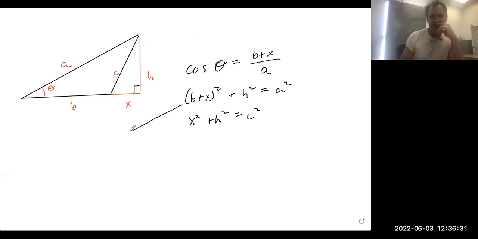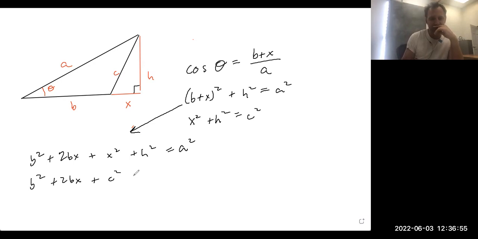I'm going to start with this guy. I'm going to kind of FOIL this out. b squared plus 2bx plus x squared plus h squared equals a squared. This is disgusting. But it turns out that x squared plus h squared is just c squared. So that's a help. b squared plus 2bx plus c squared equals a squared.